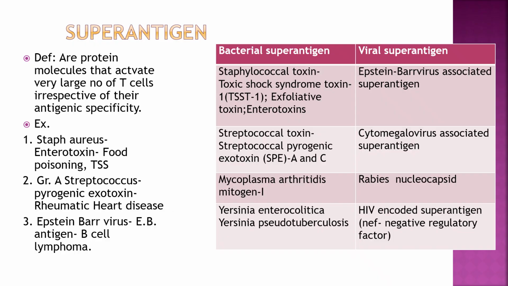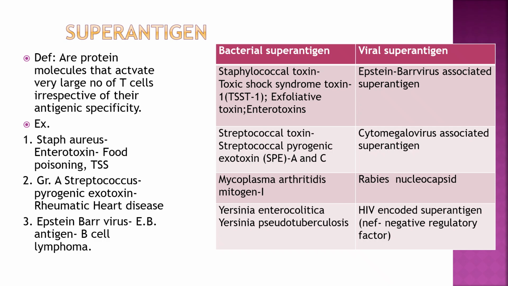Now we'll see superantigen in detail. By definition, they are protein molecules that activate a very large number of T cells irrespective of their antigenic specificity, and then they can cause disease. So we'll see examples of superantigens and disease. First is Staphylococcus aureus. It has an enterotoxin which acts as a superantigen, and it gives rise to diseases like food poisoning and toxic shock syndrome.